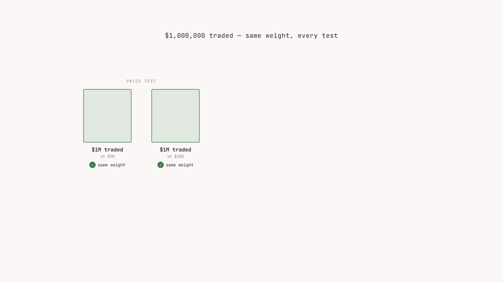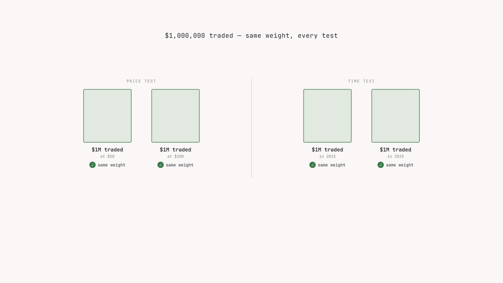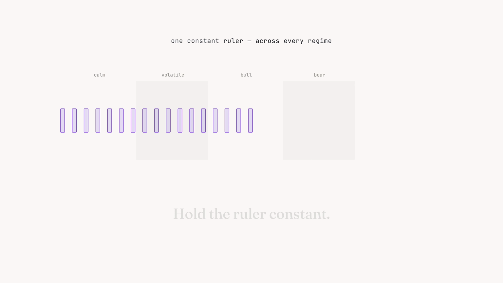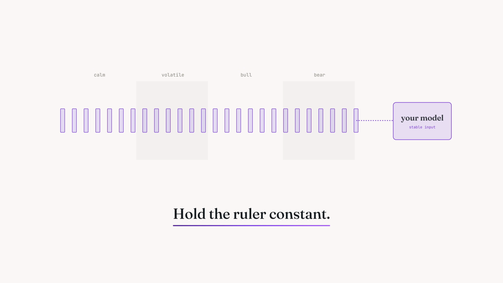A bar of $1 million traded represents the same economic weight, regardless of price level or year. You're holding the unit of measurement constant, and that stability is exactly what you want, feeding a model that has to work across different regimes.